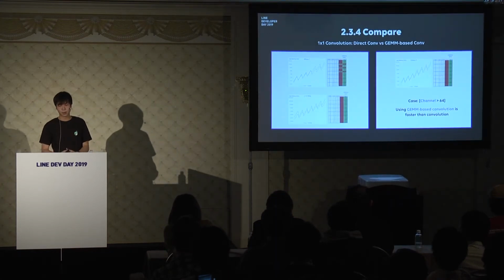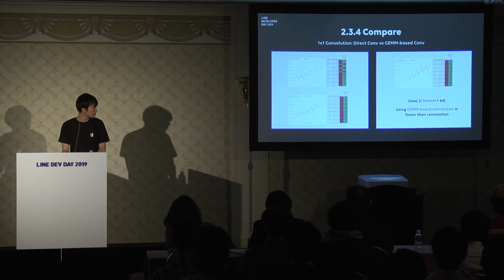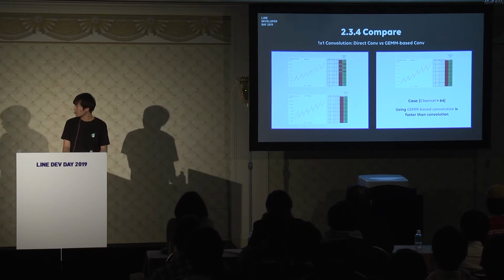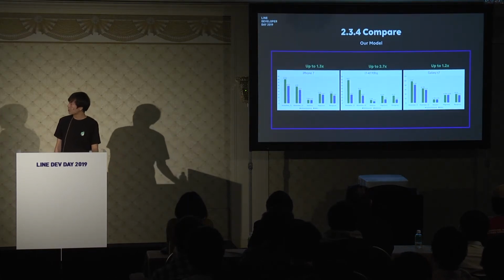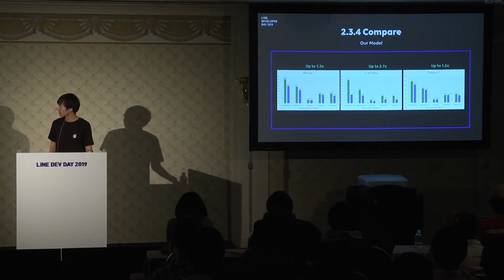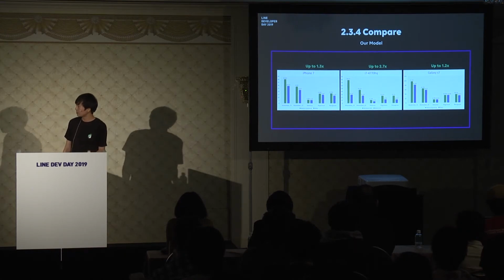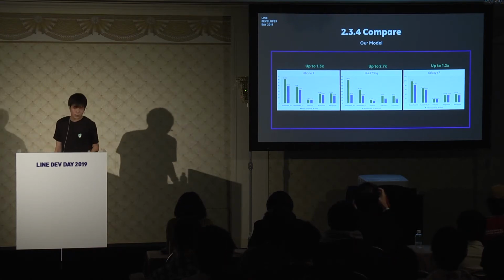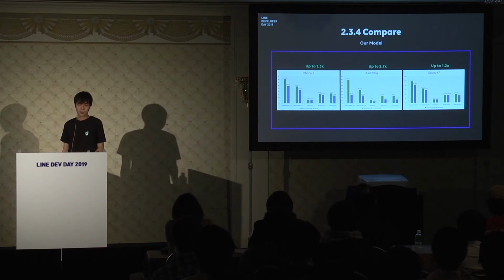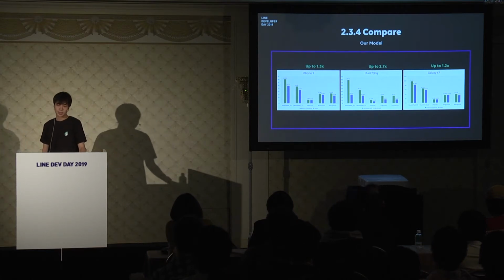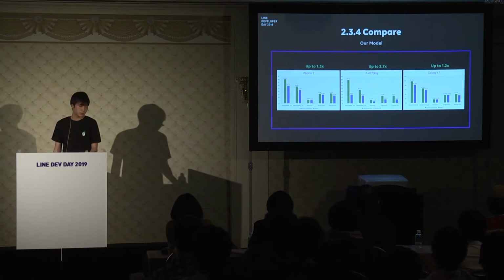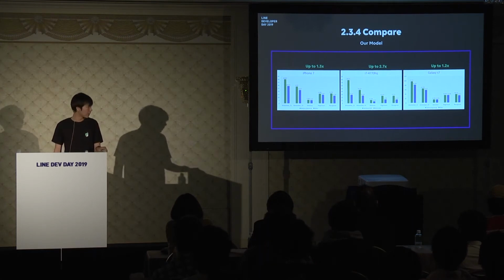And last is 1 by 1 convolution. We compared direct convolution and GEMM-based convolution. In the case where channels are above 64, using GEMM-based convolution is faster than direct convolution. So we compared those layers and optimized by choosing the best one for each case. After applying this, we got 1.3 times faster on iPhone, 2.7 times faster on CPU and 1.2 times faster on Android. It's quite a bit; performance is better than before.